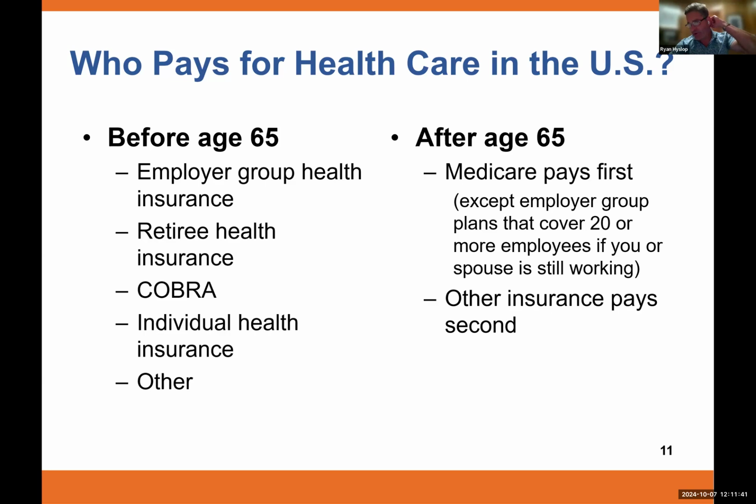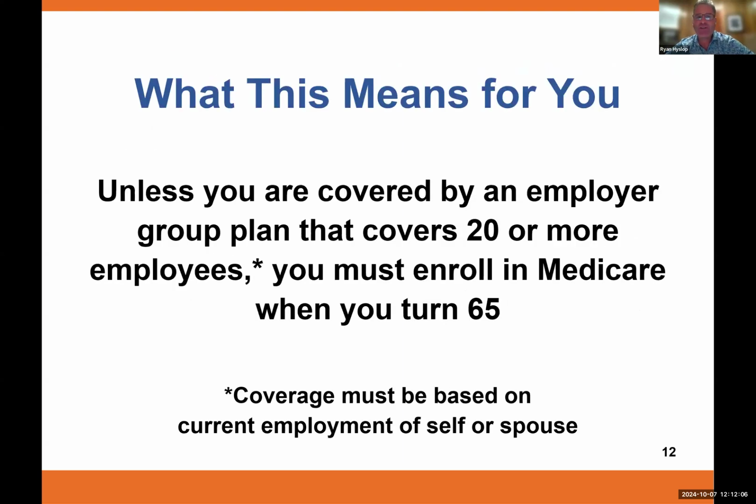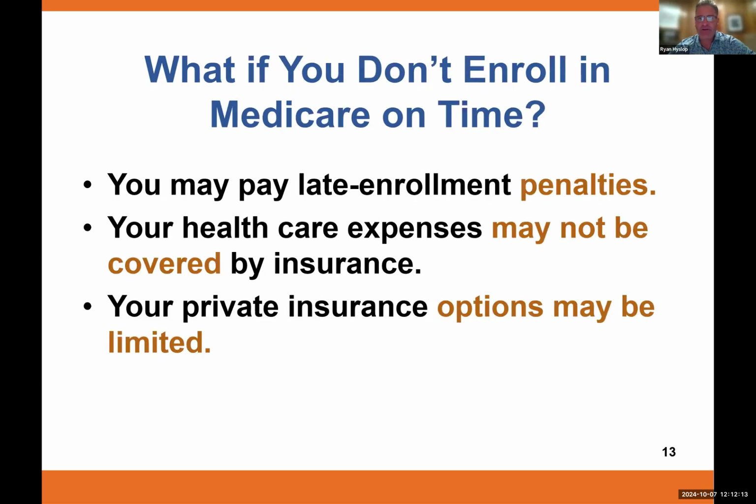There is an exception, and that's for what's called creditable insurance coverage. And creditable insurance coverage is defined by an employer group plan with 20 or more employees. UCSD happens to have creditable insurance coverage. But my understanding from UCSD is they do still want you to sign up for Medicare as your primary payer, and then they pick up most of the rest. And then your other insurance, which would be UCSD in your case, or most people's case on this presentation, is the second. What this means for you, again, if you're not covered by that creditable insurance, when you turn 65, you must enroll in Medicare.